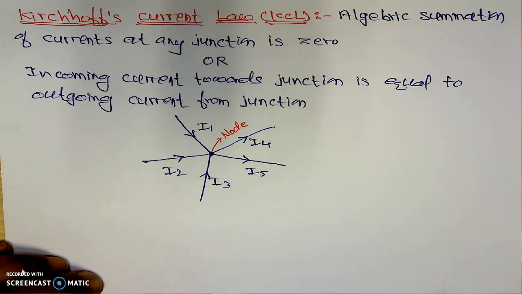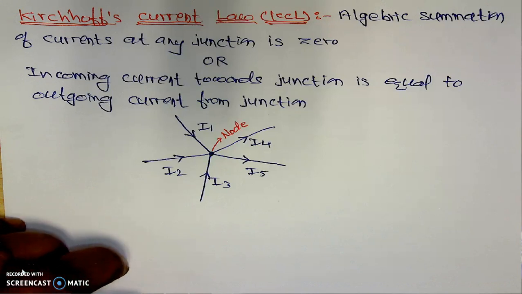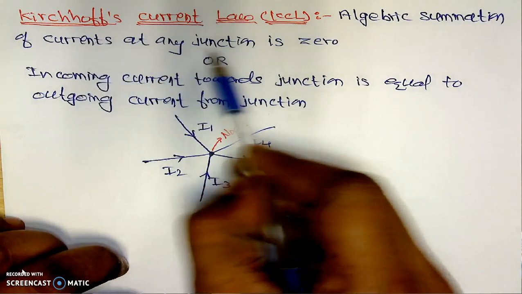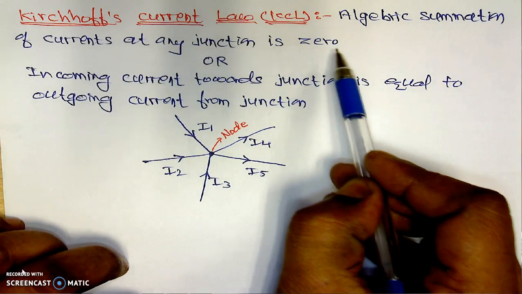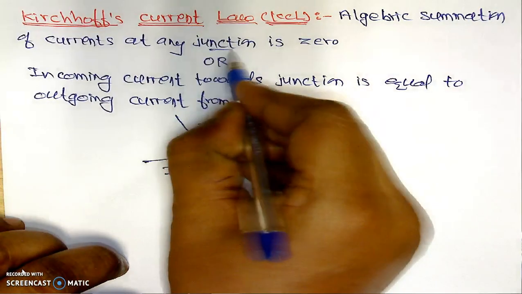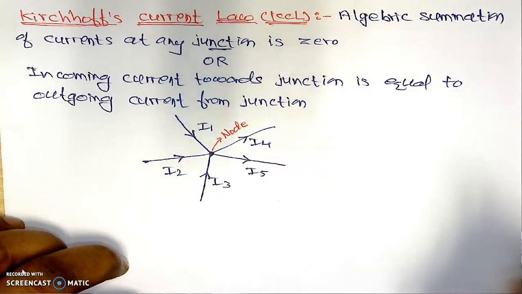In this video, we will try to understand the two basic rules, that is Kirchhoff's current law, KCL, and Kirchhoff's voltage law. To begin with, the statement: algebraic summation of currents at any junction is 0. Now first, in this particular statement, we have to understand the meaning of junction. What do you mean by the junction?